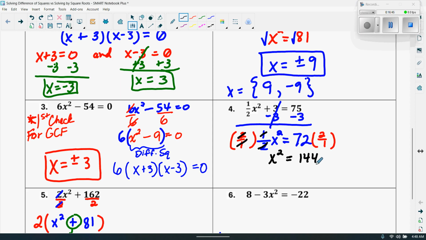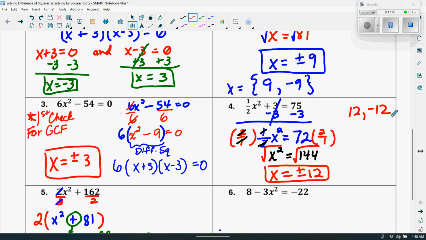And then our last step is to take the square root on both sides. And the square root of 144 is 12. So x equals plus or minus 12. Or you can write plus 12 and then negative 12.